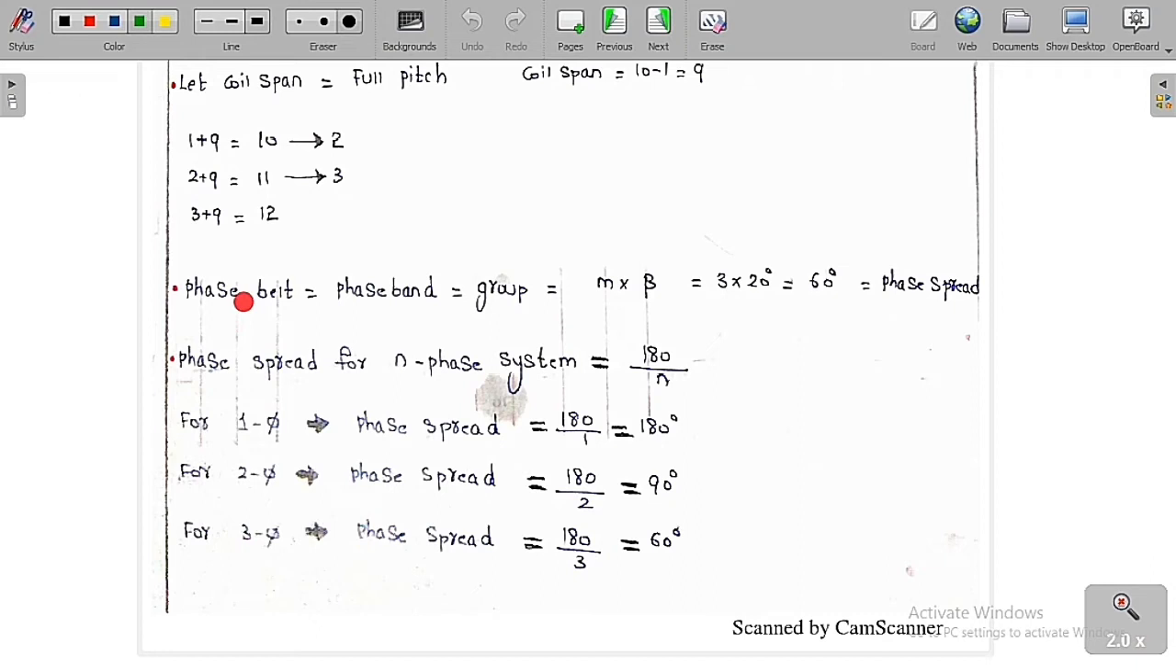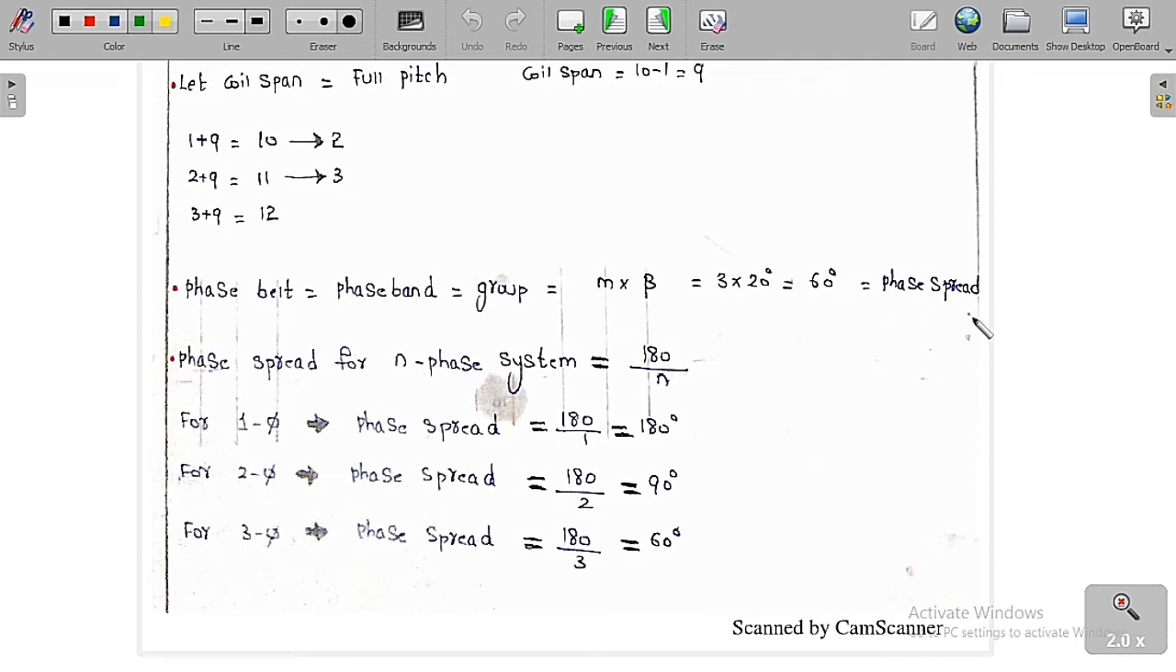So therefore phase belt or the phase band or the phase group is equal to m into beta. Here m is the number of slots per pole per phase, and beta is the mechanical slot angle. So here m is 3 and beta is 20. So 3 into 20 is 60 degree. So 60 degree is the phase spread. As you can see clearly, 3 slots have been used for winding for one phase.